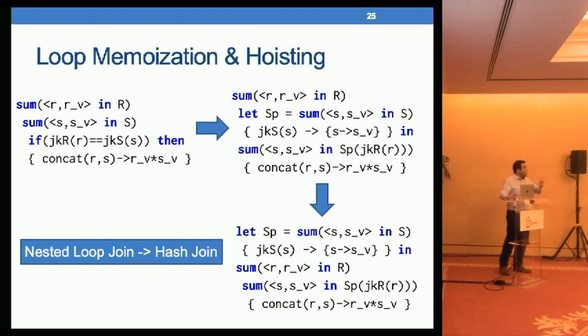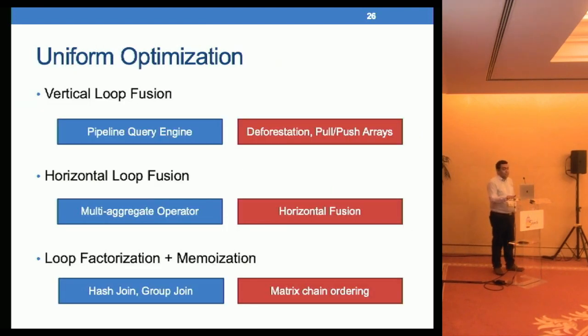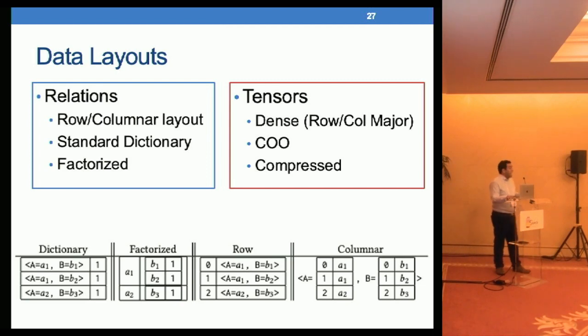And similarly, we have other loop transformations, such as vertical loop fusion, horizontal loop fusion, and other similar optimizations. And also, we can express a bunch of data layouts that are known in both the database world and the sparse tensor algebra or dense tensor algebra world.